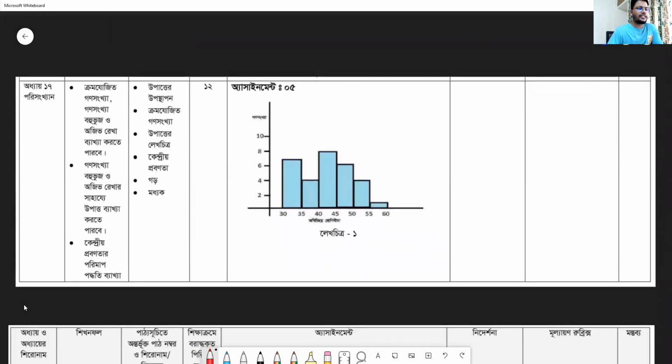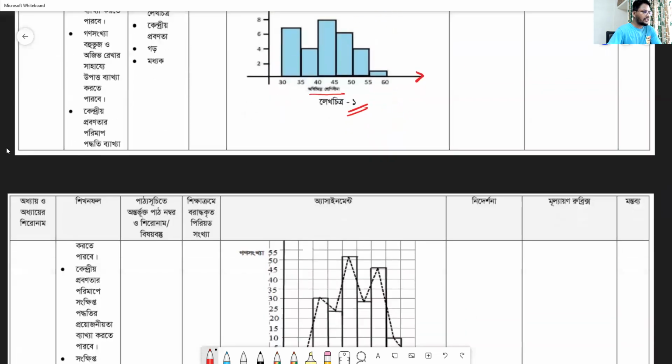Here I have collected this graph from the assignment given by the NCTB. First, we will discuss the graphs and what types of graphs these are. Then we will try to answer. In the first graph, this is a histogram, graph number 1. On the y-axis, the frequency is given. On the x-axis, the continuous class intervals are given.